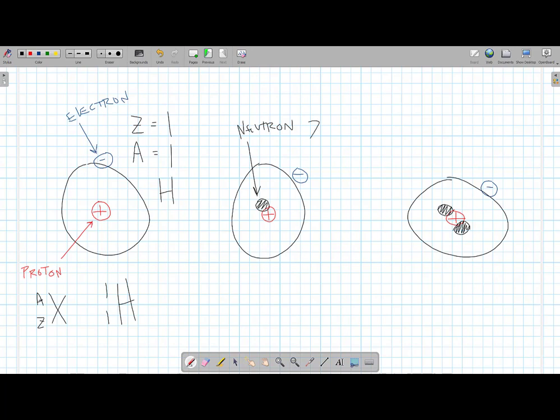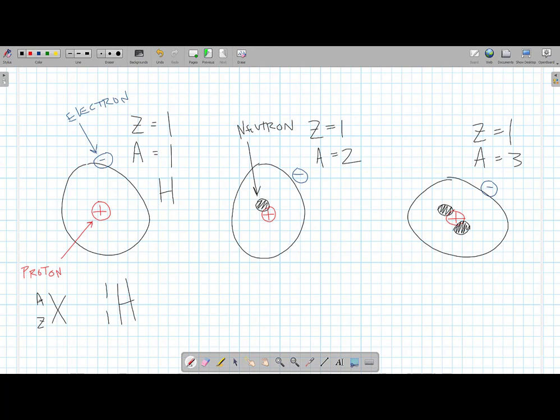So Z, my atomic number, is 1. Here, Z is 1. It has to be 1 because it's always hydrogen. I'm talking about different types of hydrogen. In this case, A, neutrons plus protons, well, 1 plus 1. Now A is 2. For this one over here, I have 2 neutrons. So A equals 1 plus 2. A equals 3.